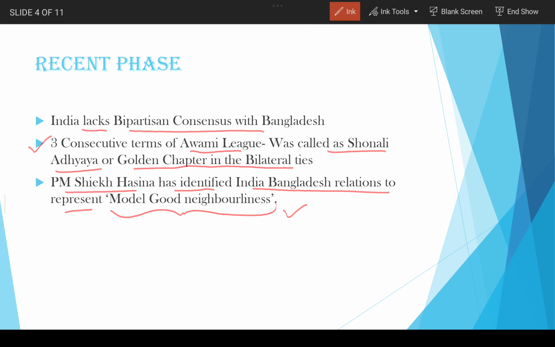These are the words of the Prime Minister of Bangladesh, Sheikh Hasina, that India and Bangladesh are relations which can represent a model of good neighborliness. Okay, so this is about the timeline, basically from 2009 to 2024.